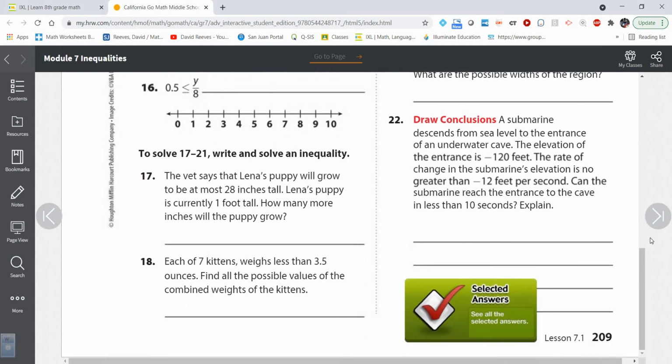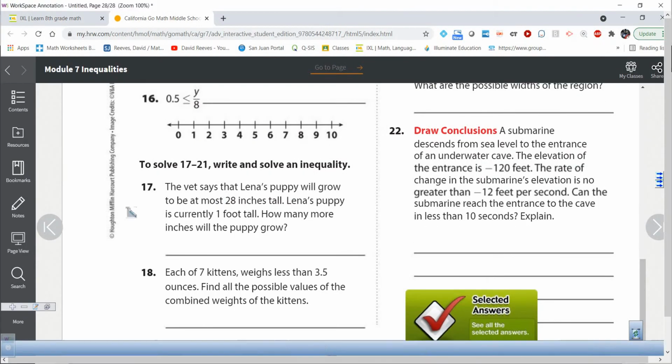The vet says that Lena's puppy will grow to be at most 28 inches tall. So we need to remember what "at most" means. Again, in the previous video, we talked about this. If something is at most, that's as big as it can be. So if it's at most 28, that means it's going to be less than or equal to 28, because if it went more than that, that would be more than it, right?